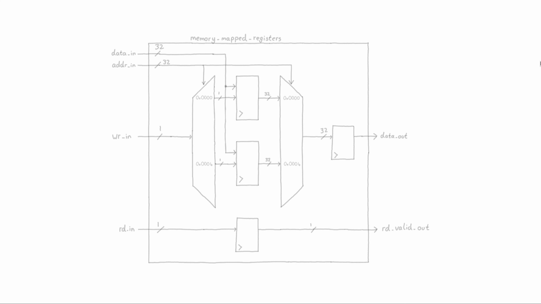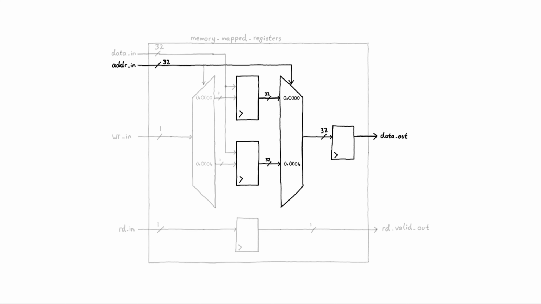Now let's look at the logic for reading the registers. On the read side, instead of a demultiplexer, we need a multiplexer. We have many inputs and one output. The multiplexer will use bits of the address to select which output goes to the registered data out signal. To comply with the protocol, we also need to output a read valid signal to say when the data at data out is ready to be read.